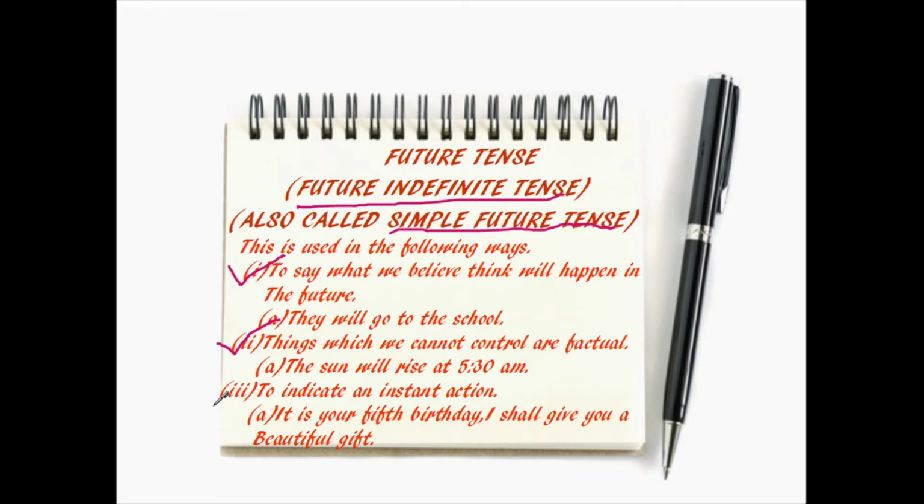Third one is to indicate an instant action. For example, it is your fifth birthday, I shall give you a beautiful gift. So here, what is being indicated? An instant action. Because it is your fifth birthday, I shall give you a beautiful gift. Okay, guys.